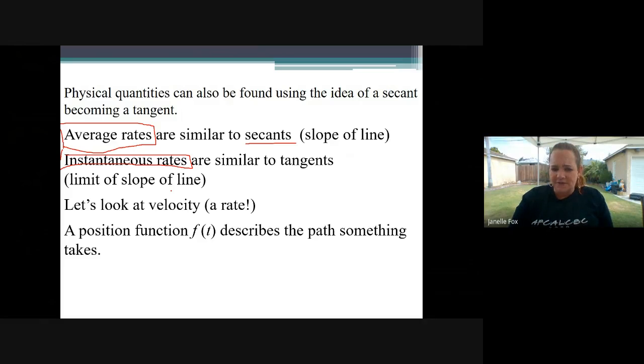A position function usually uses the letter t to have a time aspect to it. So a position function would be an f of t as opposed to an f of x, and it will describe a path that something takes. Those facts are going to come into play in our example. If it asks you for average velocity or an average rate, you're just going to do regular old slope. If it asks you for instantaneous rate or instantaneous velocity, then you're going to do the limit of the slope.